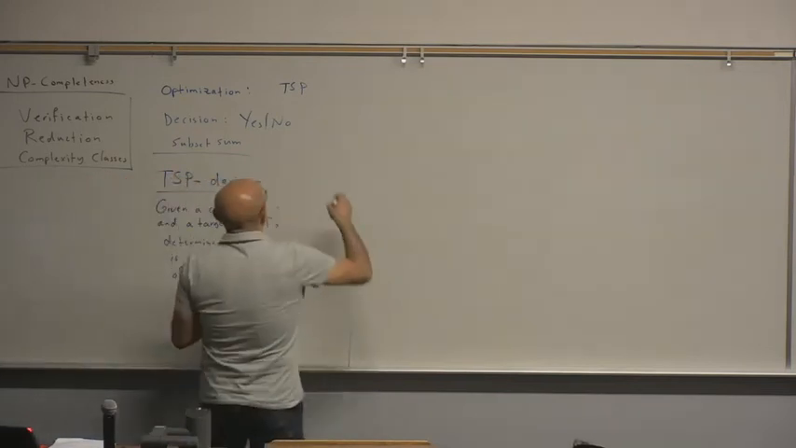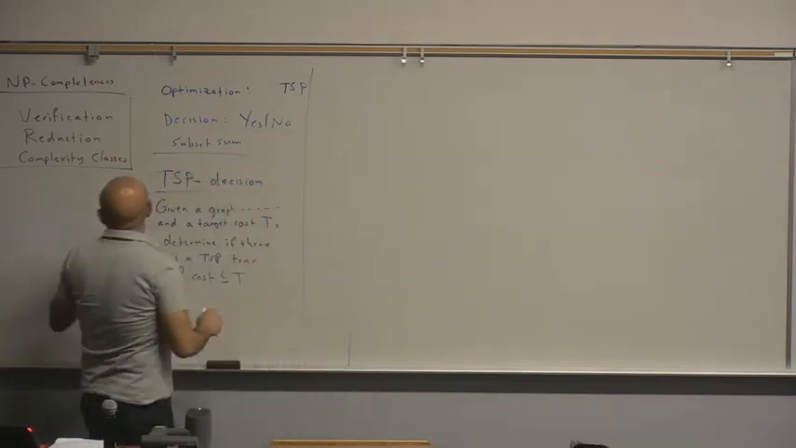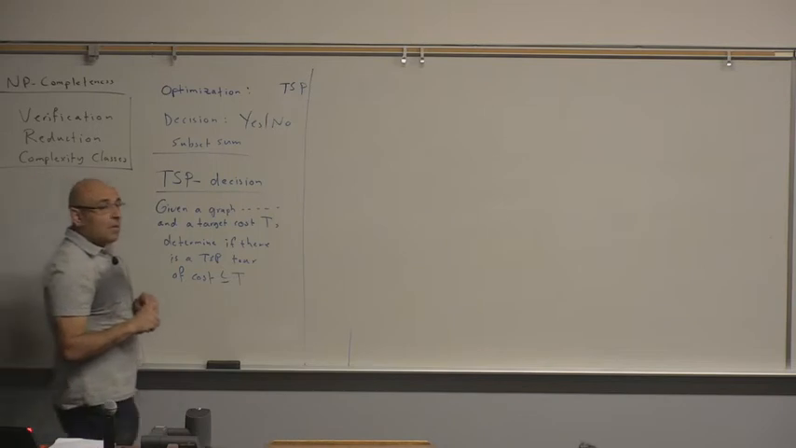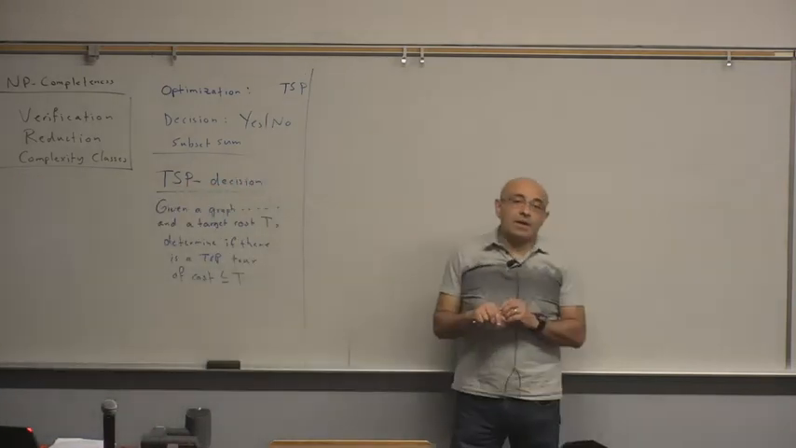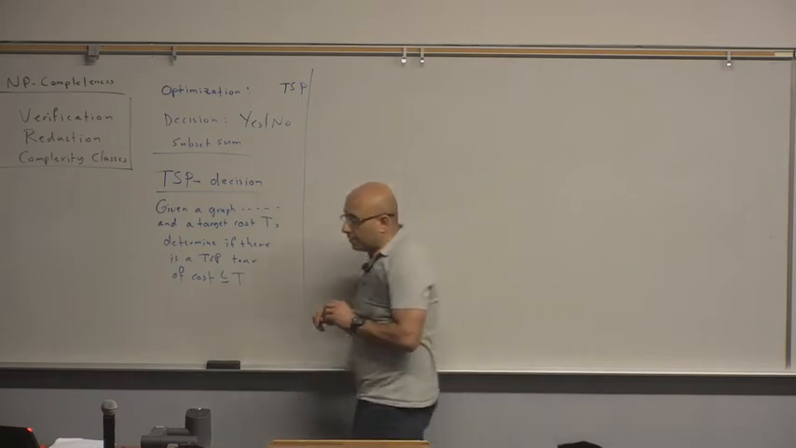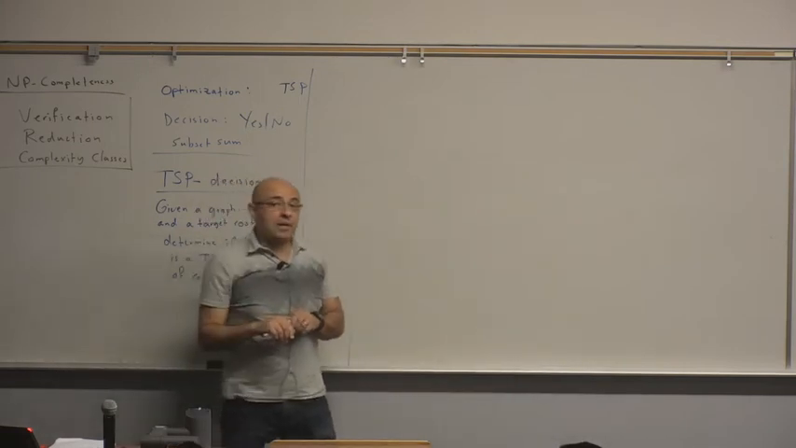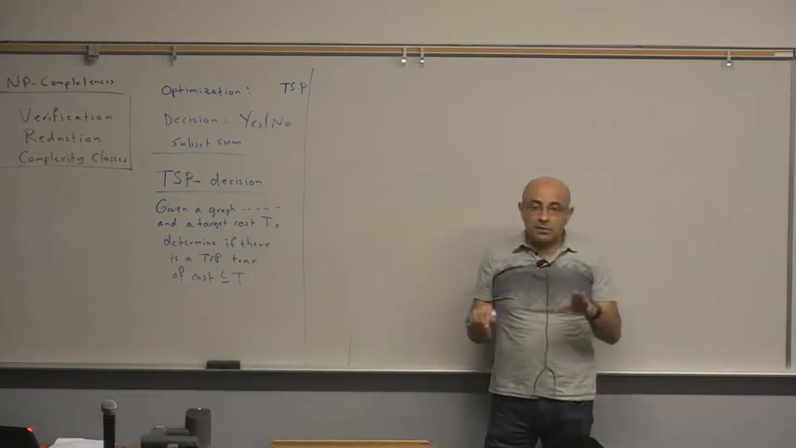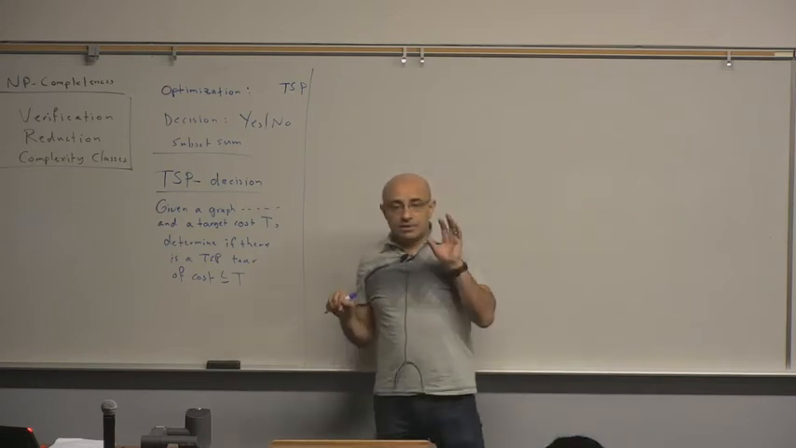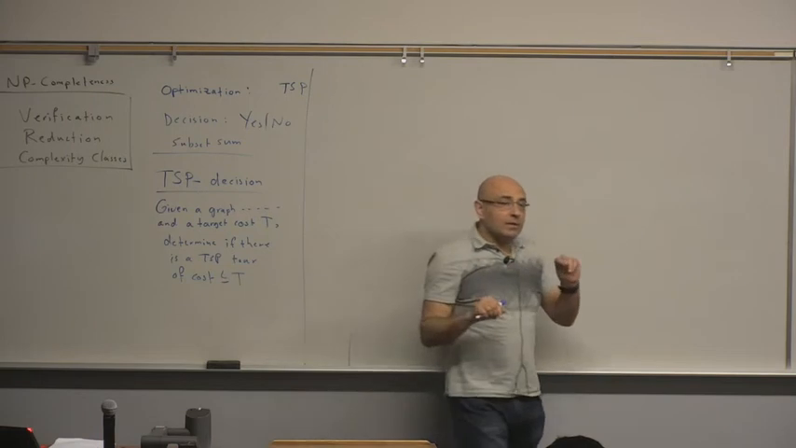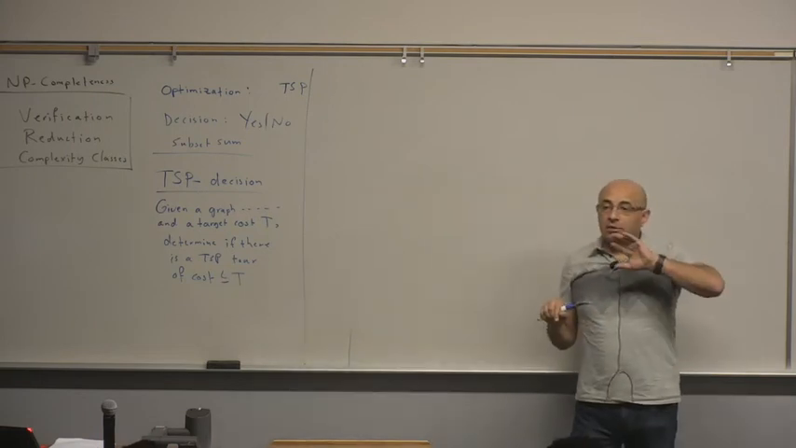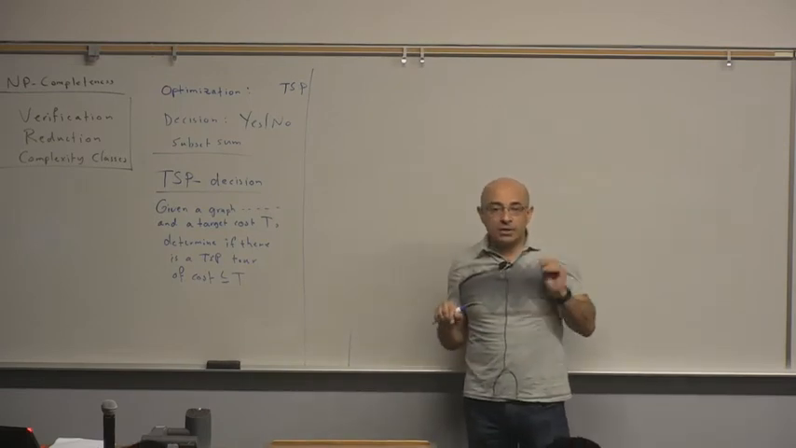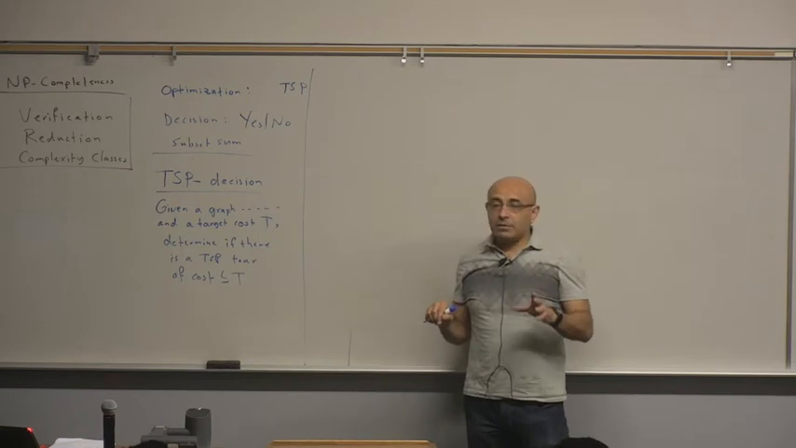Okay? Now we can talk about verification or verifiability of a problem. We say that a problem is verifiable in polynomial time if you can come up with a polynomial time algorithm that can verify the correctness of a proposed solution. You are given a problem, and someone gives you a proposed solution, and your job is to determine if the proposed solution is correct or incorrect. The question is, can you do that in polynomial time or not?